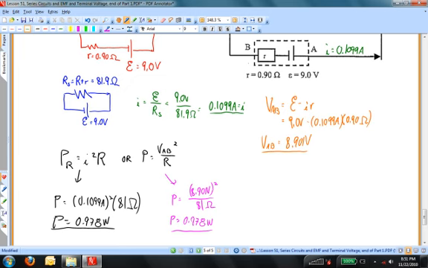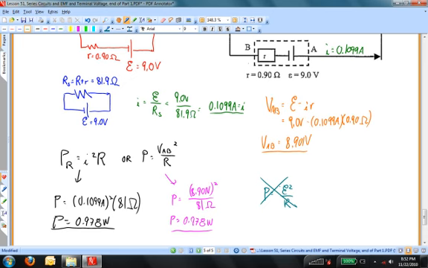What you could not do is to say that the power that is dissipated in the resistor is equal to E squared over R. That's not right because that EMF is not seen completely by the resistor.